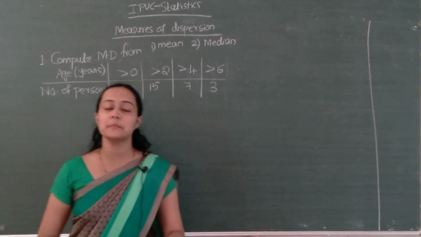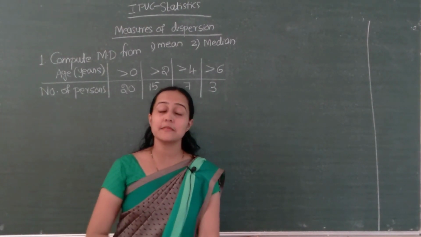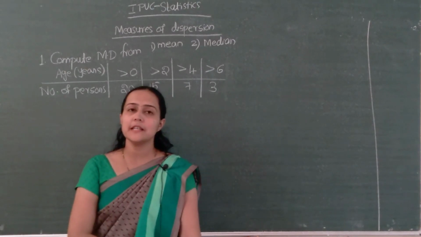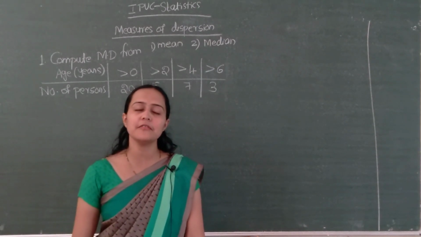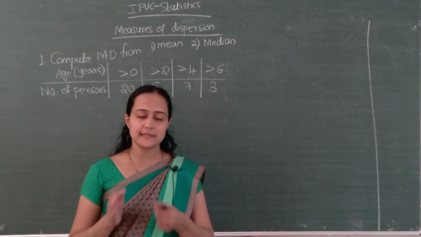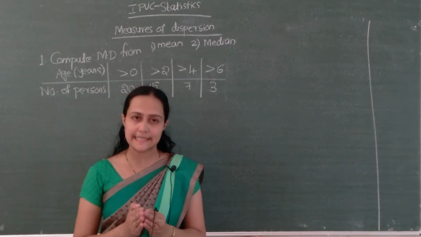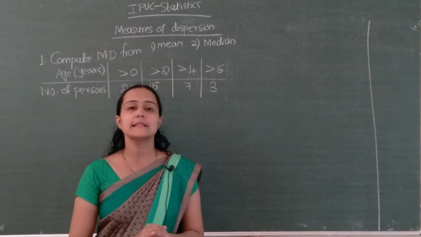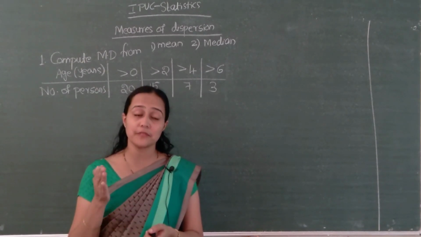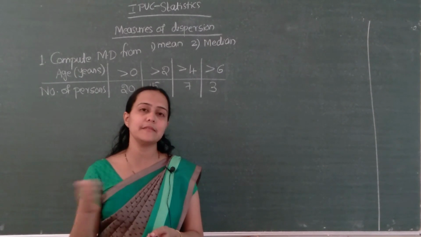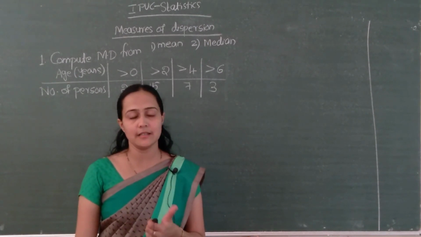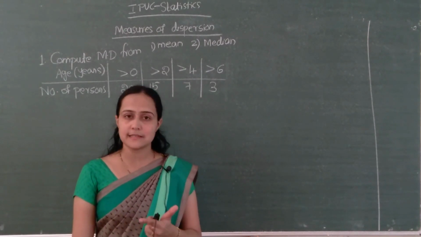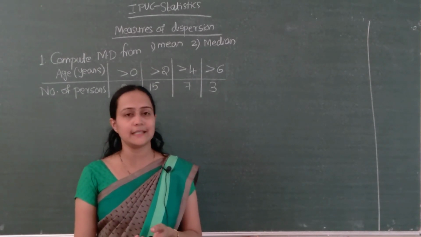Namaste dear students. In the last few classes we were discussing mean deviation, isn't it? Mean deviation is the third measure of dispersion. Dispersion is the property of calculating the deviation of observations from their central value. From the central value, how much each observation is deviating, isn't it? We saw first range, next quartile deviation.